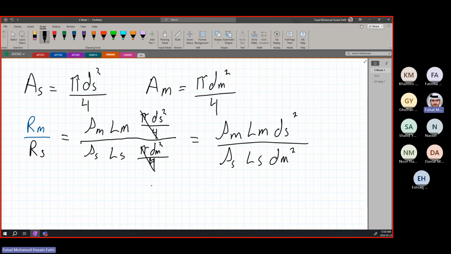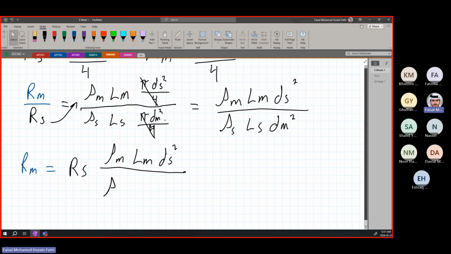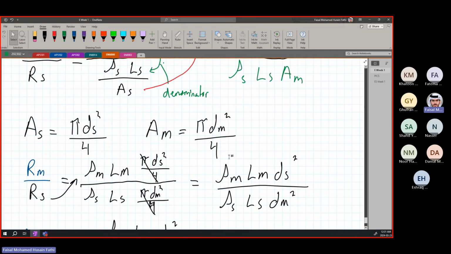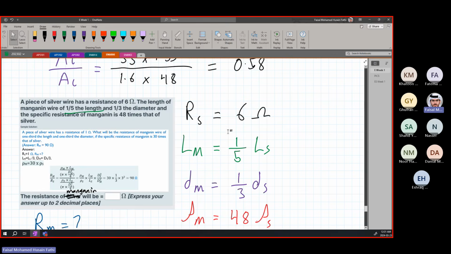Now we have everything. We have all the relations. We can start substituting. We will just take the Rs to the other side so that Rm is by itself and we can find the solution. So Rs, I'm just multiplying Rs over here. It's going to be rho M Lm ds squared over rho S Ls dm squared.